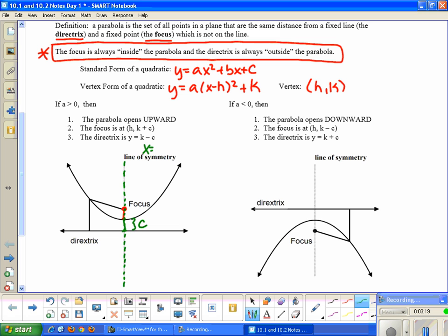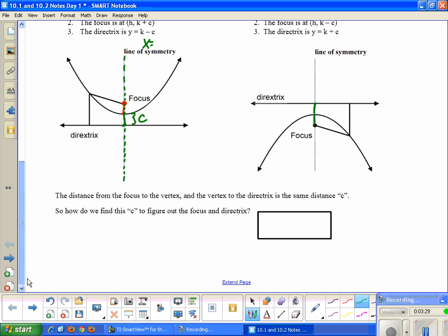Over here, when our graph is opening down, we still have this distance and this distance being the same, which is the C value. And notice that for your graph to open down, you would have to have a negative A value. So the distance from the focus to the vertex and the vertex to the directrix is the same distance, which we call C. How do we find the C value to figure out the focus and directrix? Well, the absolute value of A is equal to 1 over 4 times the absolute value of C. And you have to know which way your graph is opening in order to know if your A is going to be positive or negative. Knowing that when A is positive it opens up, and negative opens down, is important.